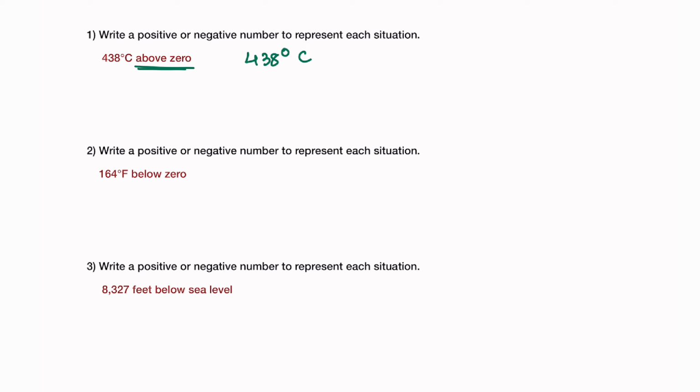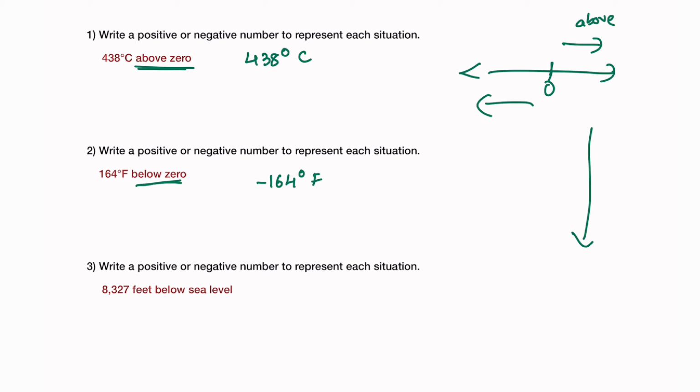164 degrees Fahrenheit below. Below is going to be minus, right? So minus 164 degrees Fahrenheit. So if it was a number line like this, if it's 0 here, all this is positive and this side it's negative, right? So this is above in that sense, right? Like if you draw a vertical line here, that's 0. So this is above, okay? And this one is going to be below.